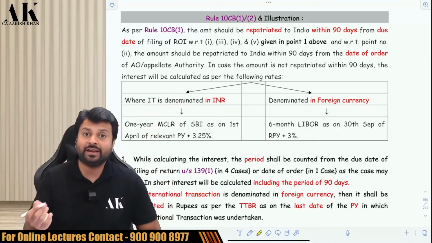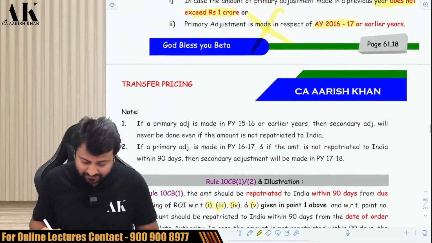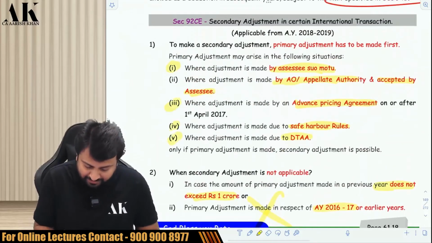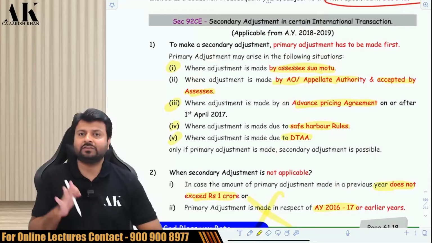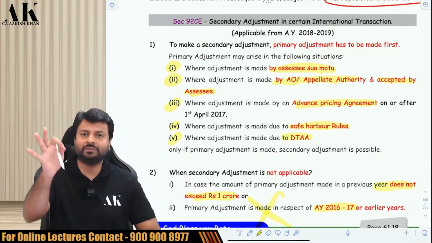Within 90 days from where? In case of point number 1, 3, 4 and 5, you have to bring that money to India within 90 days from the due date of filing of return. And in case of point number 2, you have to bring that money back to India within 90 days from the date of order of assessment.